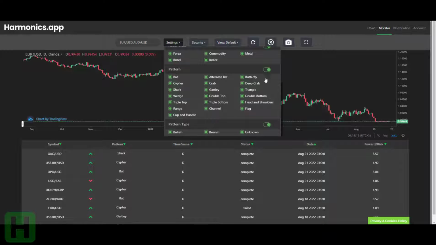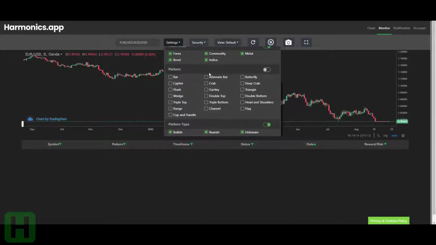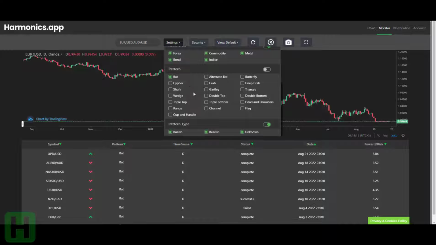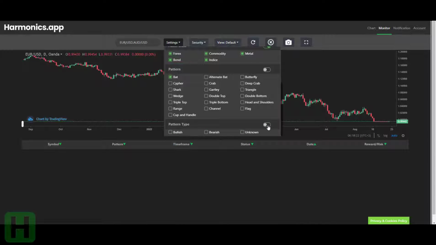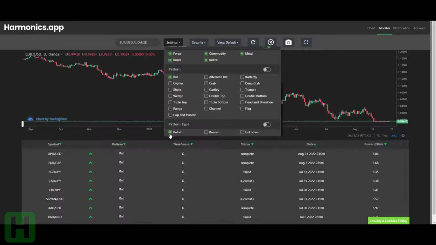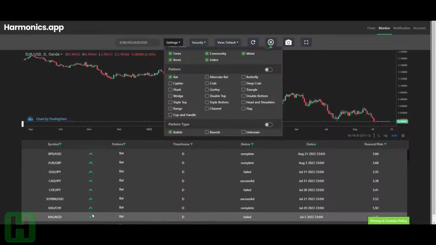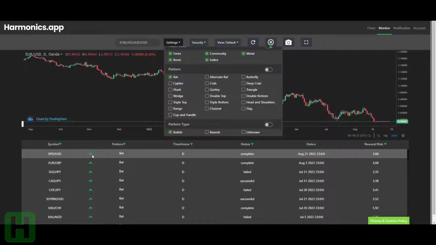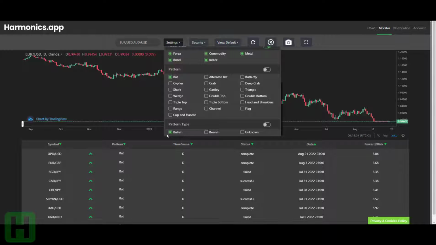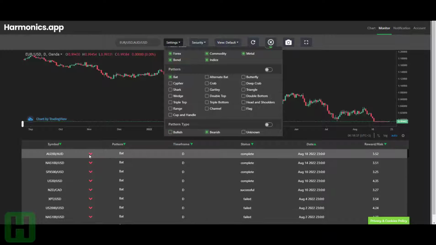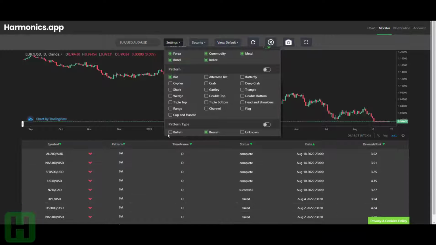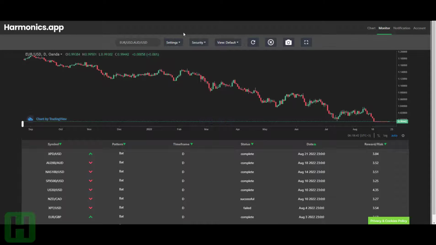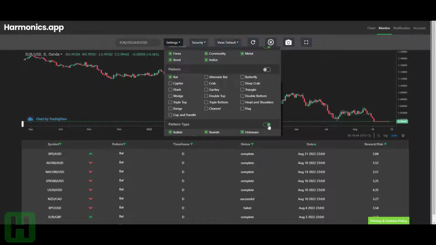but I will show you what I have done to get the pattern. So here I will deselect all of them and I will leave only the bad pattern. And below you have the possibility to select only bullish, bearish or unknown. If I deselect all of them and select only bullish, you will see in this column these arrows are all green. Green represents a bullish type. If I select bearish, you will have red ones. So I want to have all of them because I want to have bullish and bearish patterns.